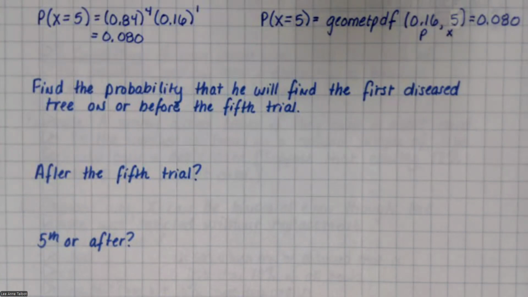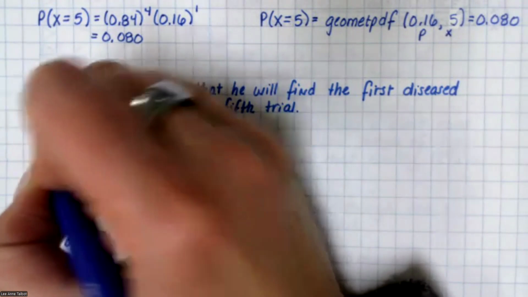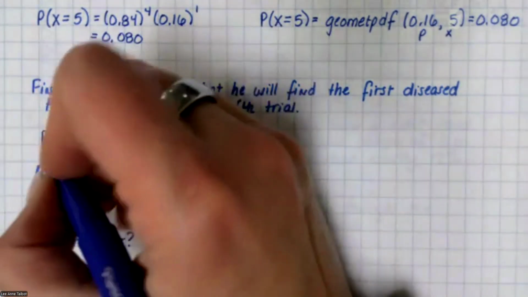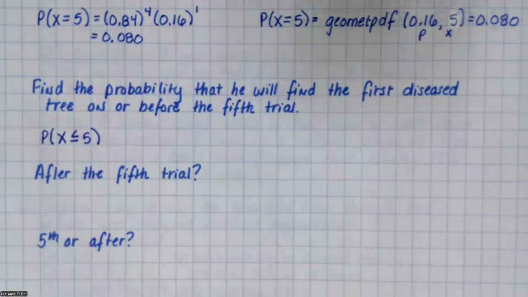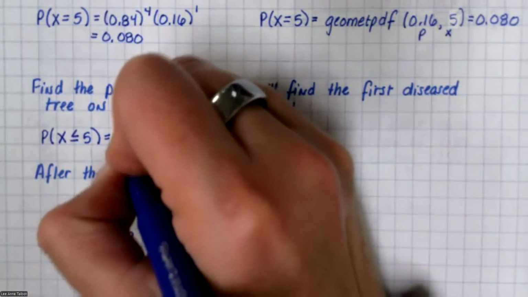Okay. Find the probability that he'll find the first disease treat on or before the fifth child. So first thing we do is translate to proper random variable notation. On or before is X is less than or equal to 5. On or before the fifth child. Okay, that is your regular CDF. CDF is always less than or equal to.